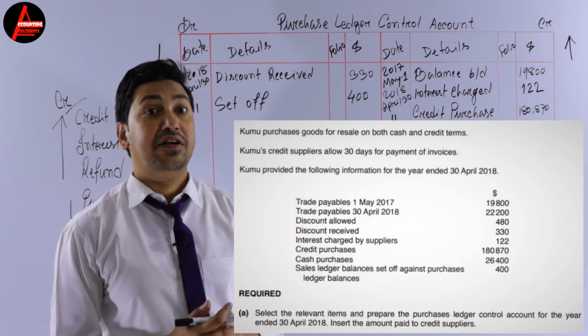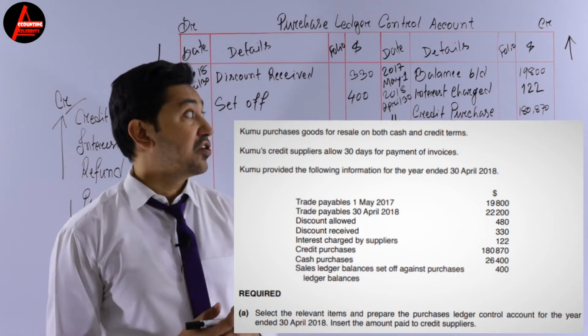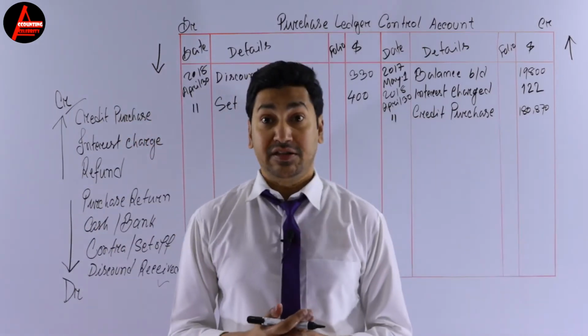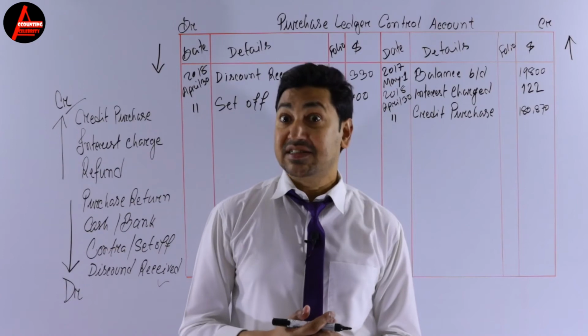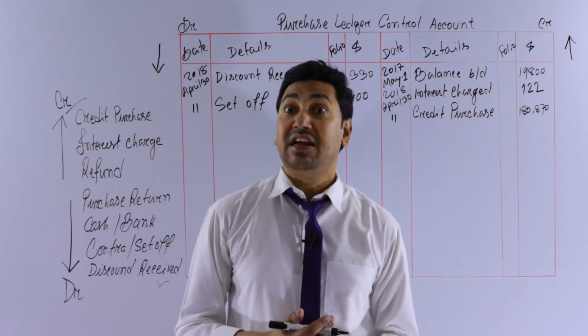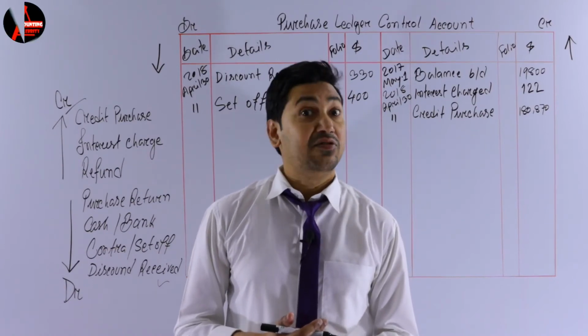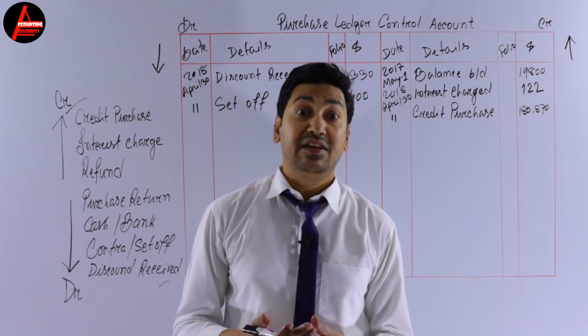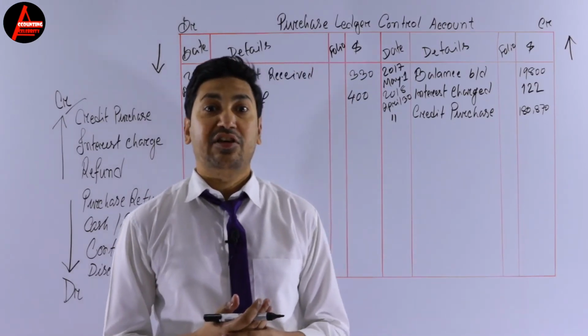Trade payable on 30 April 2018. So I told you this is the closing balance. Okay, closing balance means balance CD. So balance CD is already given. Balance CD will not be given actually, but sometimes it is given. But what is written in the question?